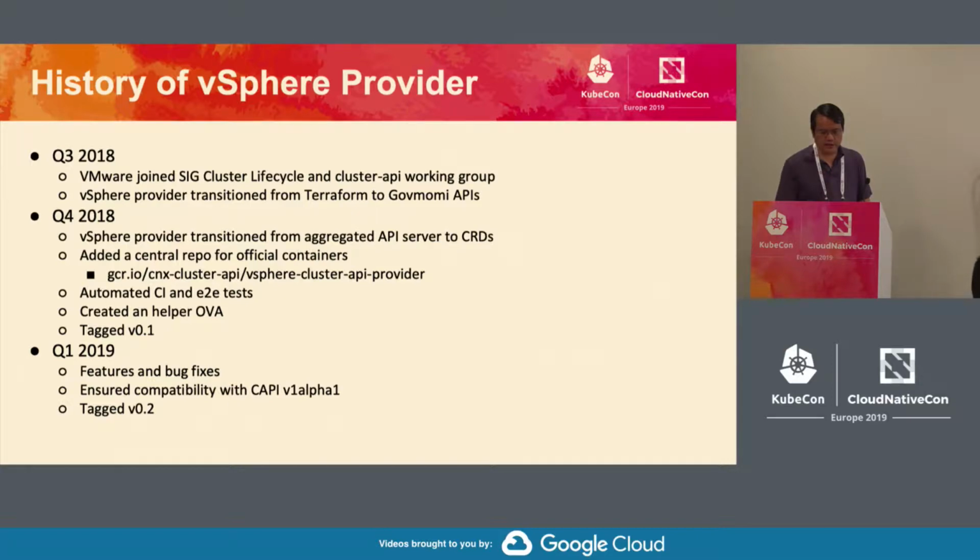In Q4 of 2018, we transitioned the provider from an aggregated API server to CRDs. We added a central repo for official containers, added automated CI E2E tests, and created a helper OVA, and we tagged that as v0.1. In Q1 of 2019, we added a few features, did some bug fixes, and ensured compatibility with Cluster API v1alpha1, and tagged that as v0.2.